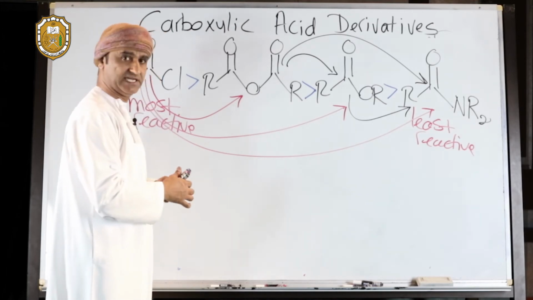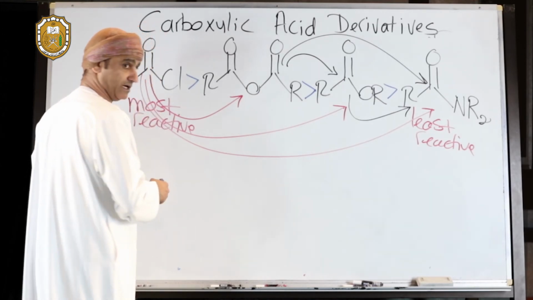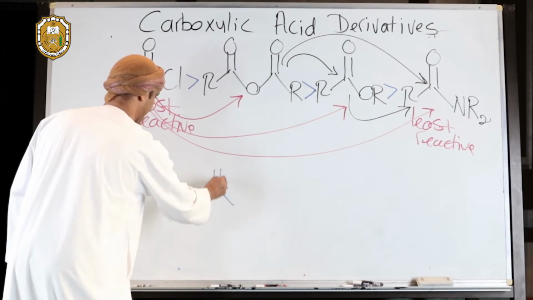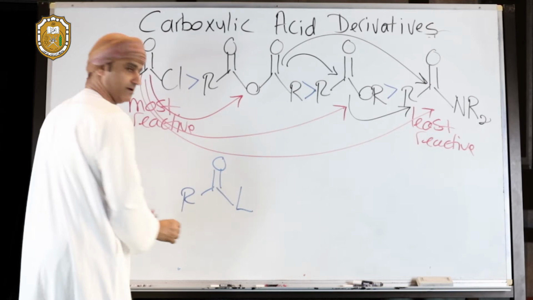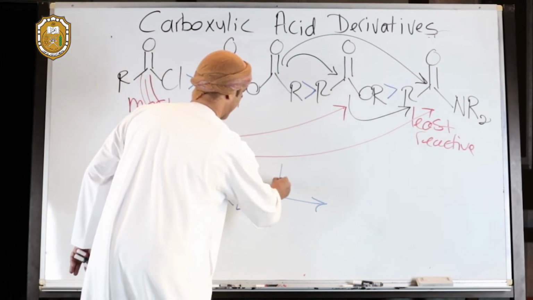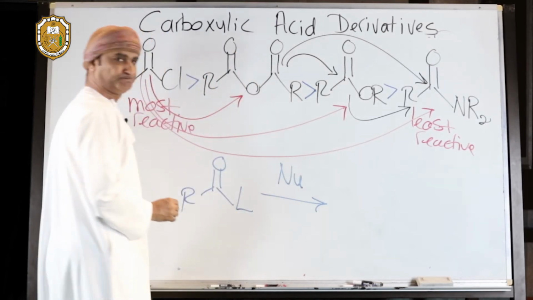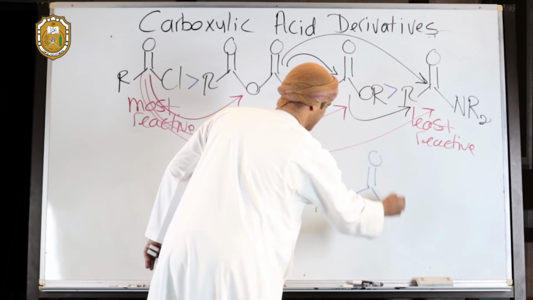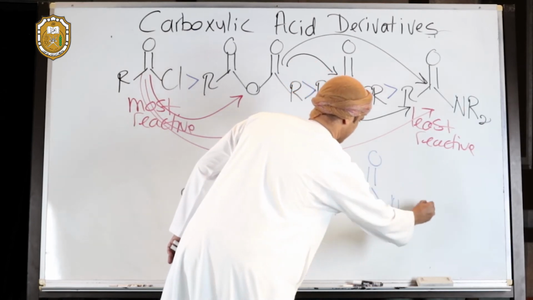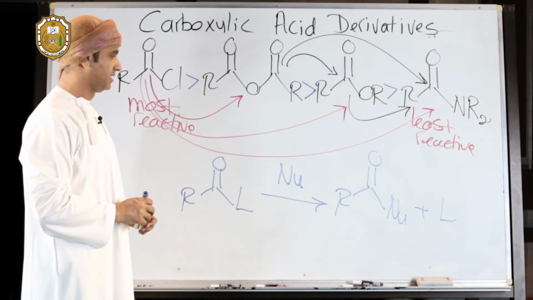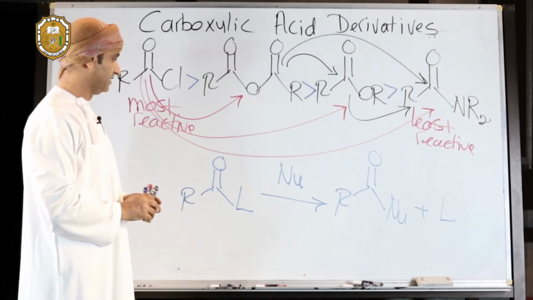Well, let's write the scheme in general for the nucleophilic acyl substitution reaction. So something like that. So this is a carboxylic acid derivative in general. This is a nucleophile, and this is the nucleophilic acyl substitution reaction product with the leaving group.